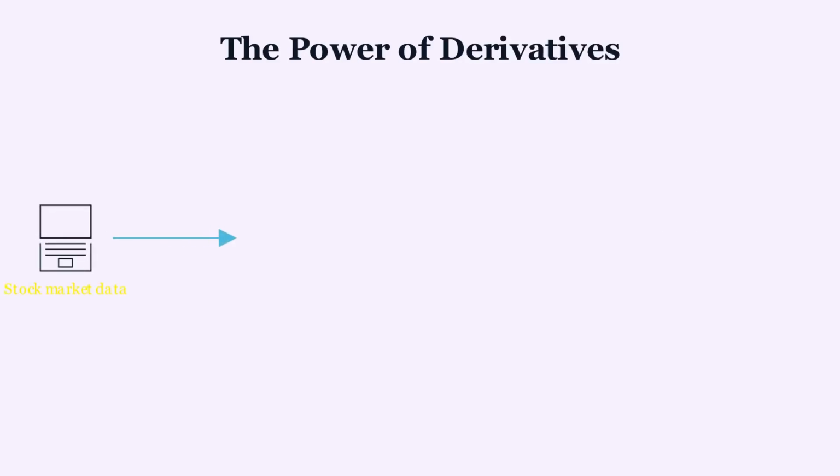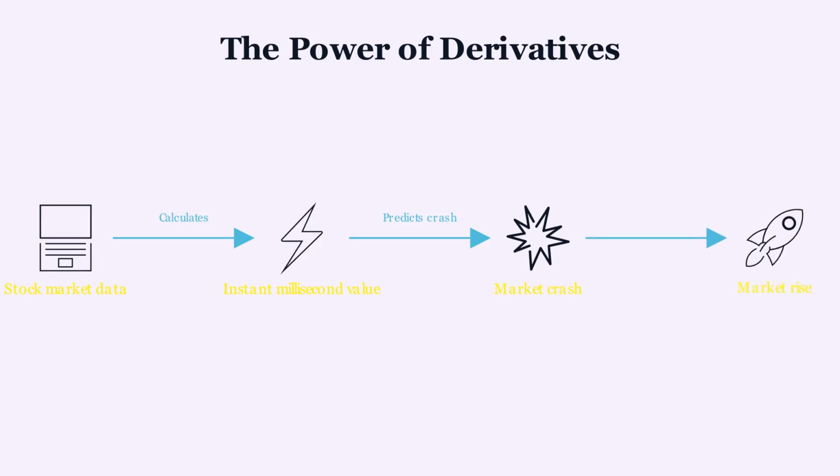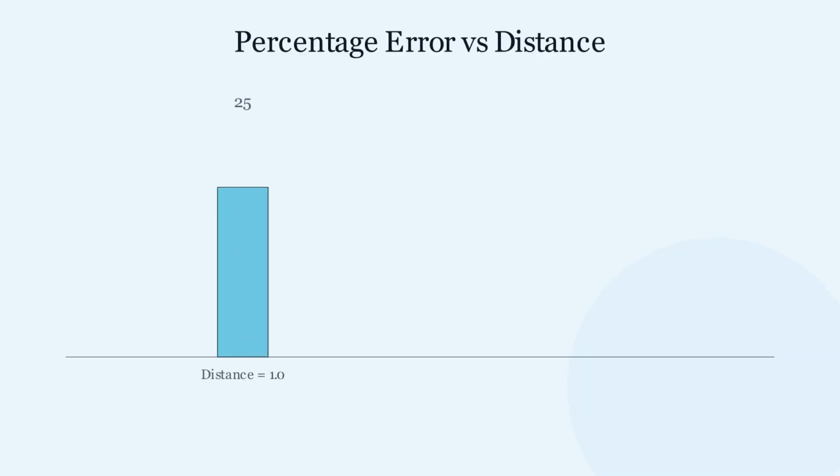The average human brain requires approximately 69 minutes to complete one thought cycle and shift focus. A single derivative can determine whether a stock crashes or rises based on its exact instant value at a millisecond.